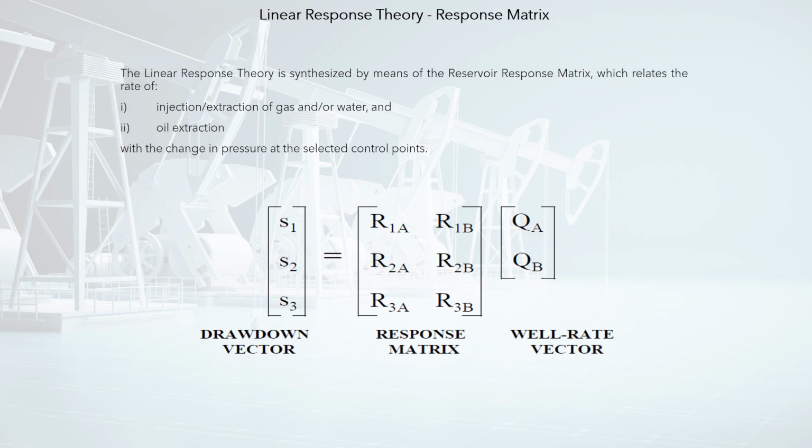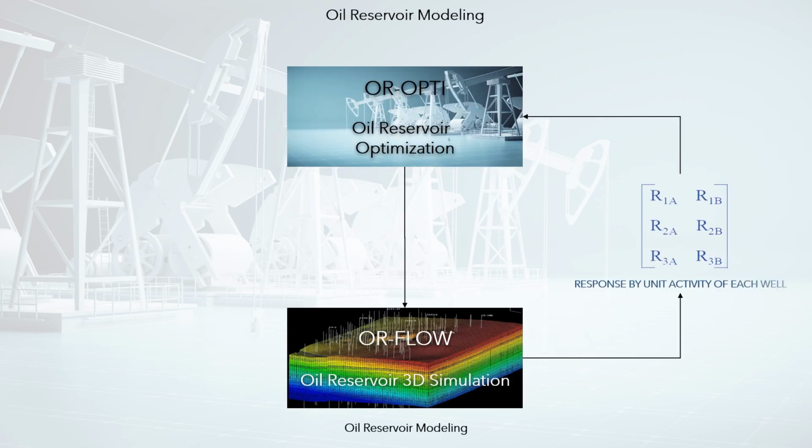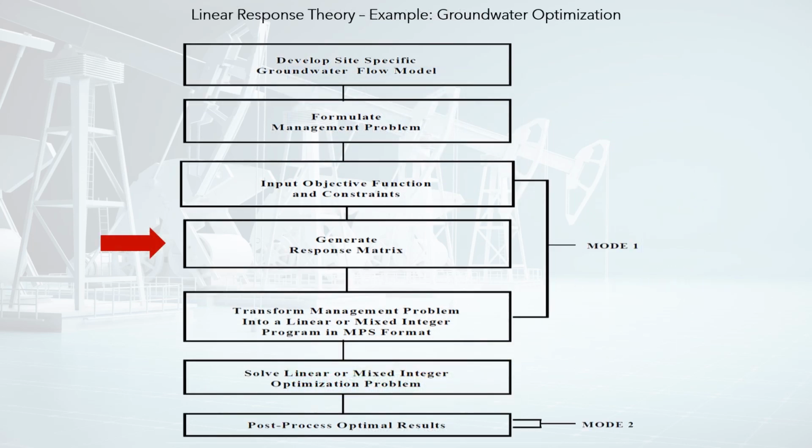The linear response theory is synthesized by means of the reservoir response matrix, which relates QA, the rate of injection or extraction of gas and/or water, and QB, the rate of oil extraction, with the change in pressure SI, at the selected control points. The example considers I is equal to 1, 2 or 3. The response matrix must be estimated, by conducting experiments with the simulation model, and is the link between the two models. The image presents linear response theory for an example of groundwater optimization.